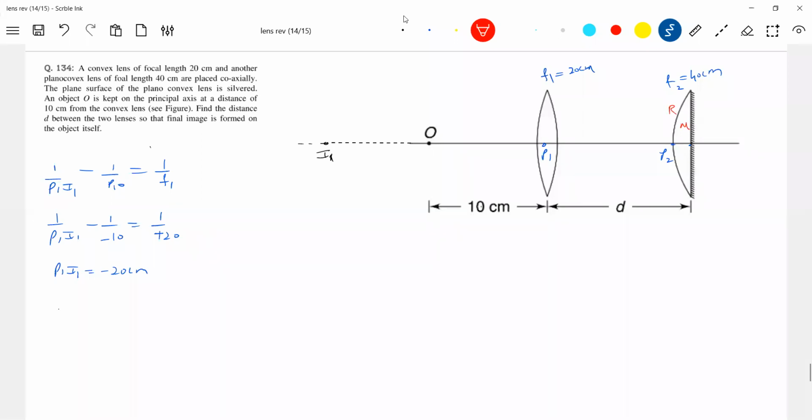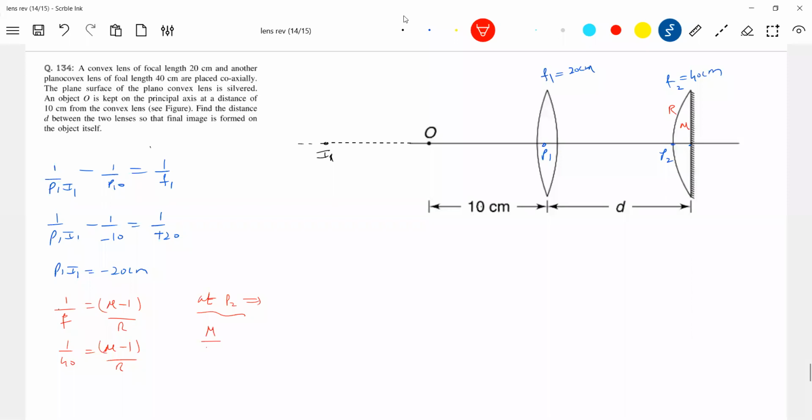Focal length formula will be 1 by f equal to (mu minus 1) by R. So 1 by 40 equal to (mu minus 1) by R. I'll use this formula now. Applying that at P2, not required. I'll eliminate it.